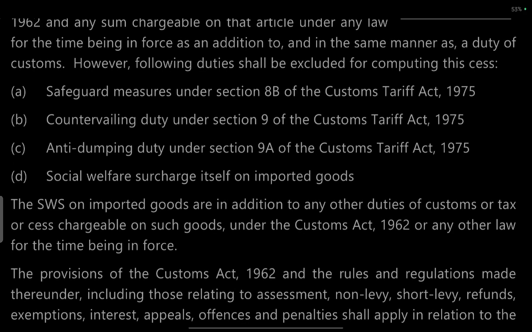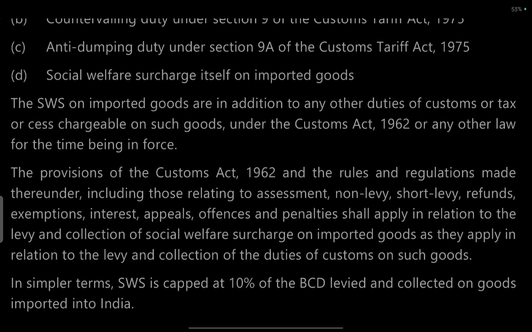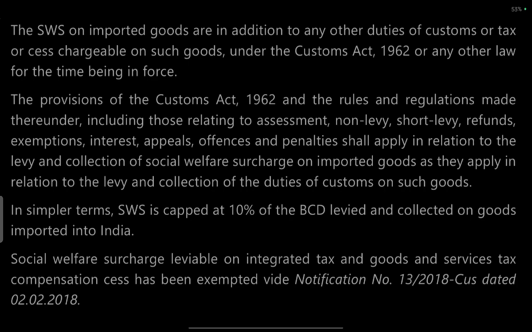However, the following duties shall be excluded from the customs duty for this purpose: safeguard measures under Section 8B of the Customs Tariff Act, countervailing duty under Section 9 of the Customs Tariff Act, anti-dumping duty under Section 9A of the Customs Tariff Act, and the social welfare surcharge itself on importation of goods. Social welfare surcharge on imported goods is in addition to any other duties of customs or cess chargeable on the goods under the Customs Act 1962 or any other law for the time being in force.